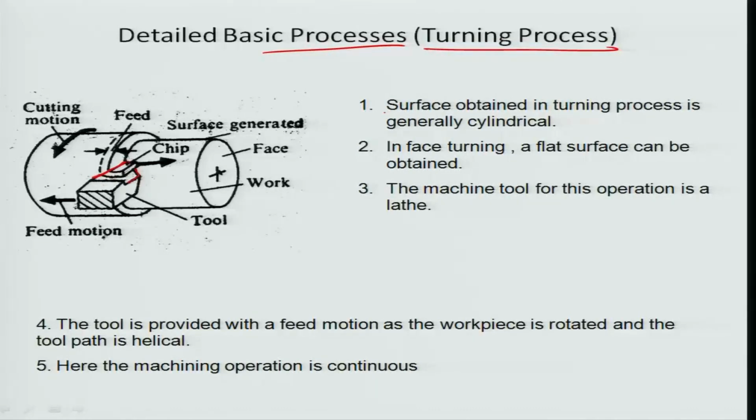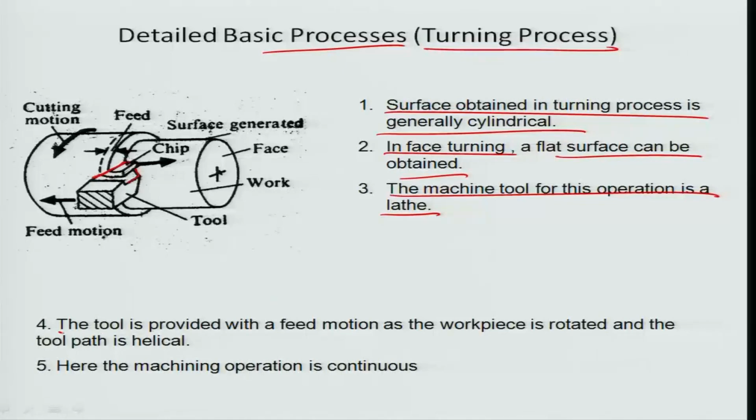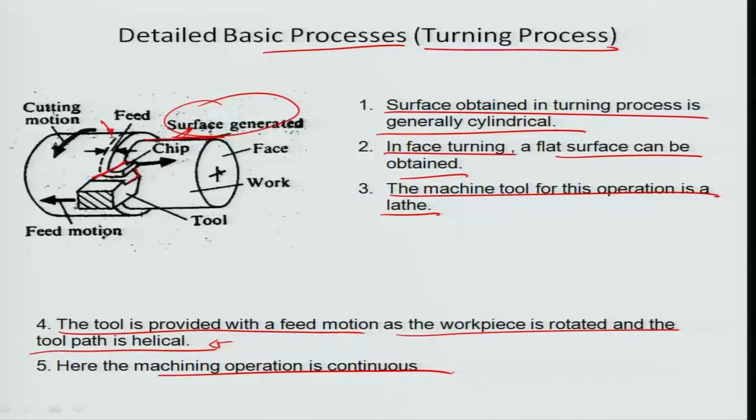So, the surface obtained in the turning process is generally cylindrical. In face turning, a flat surface can be obtained. The machine tool for this operation is a lathe, and the tool is provided with a feed motion as the workpiece is rotated, and the tool follows a sort of helical path for removing this material. Here you can see this is the surface which is generated because of the cutting motion, and this was the surface before, which is being cut to generate this new surface. So, here the machining operation is a continuous machining operation.